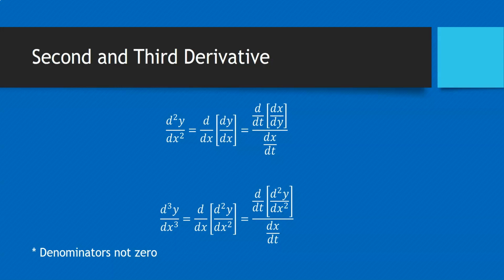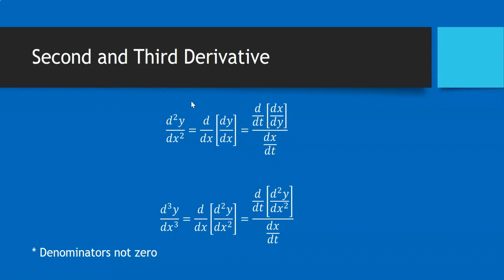So what you end up doing in the second derivative is you take a derivative with respect to t of your first derivative and divide that by the change in x with respect to t. So it's like, how fast is the first derivative changing with respect to x? And the same thing with the third derivative. How fast is the second derivative changing with respect to x? So that's what's happening with the second and third derivatives.